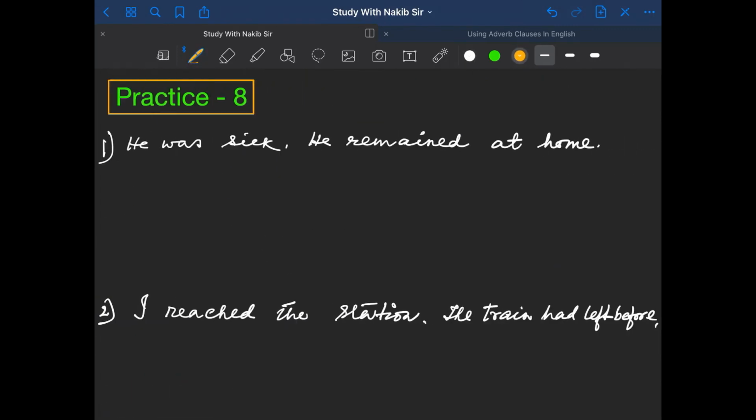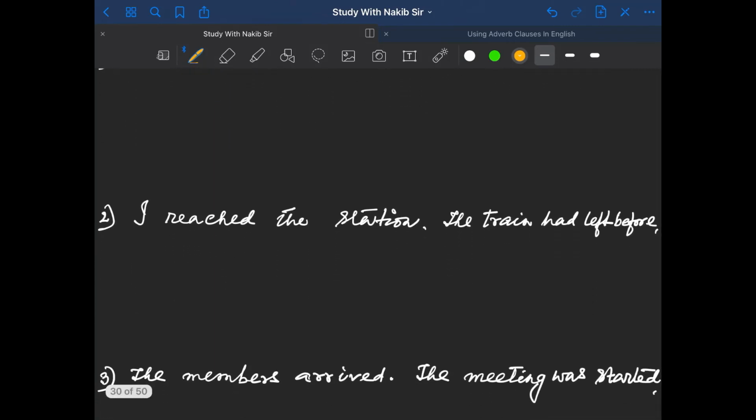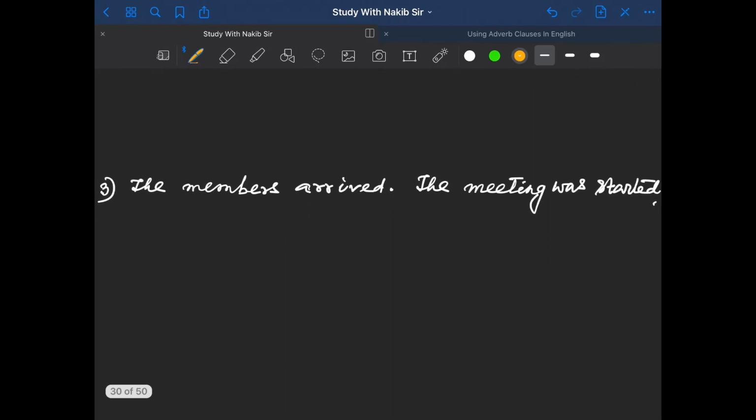Now see the questions. He was sick, he remained at home. Number 2, I reached the station. The train had left before. Number 3, the members arrived. The meeting was started. Now pause the video and do the works.